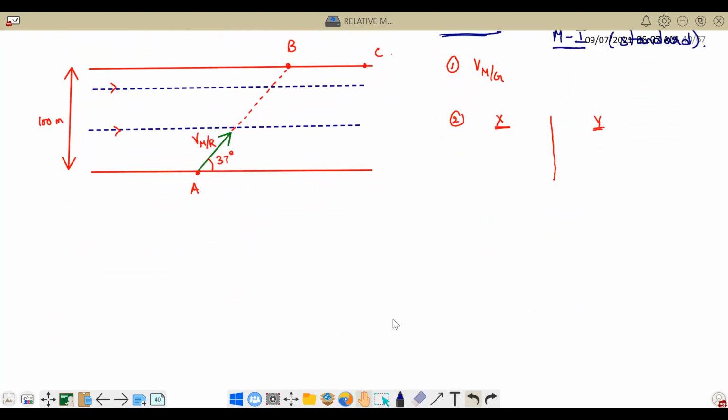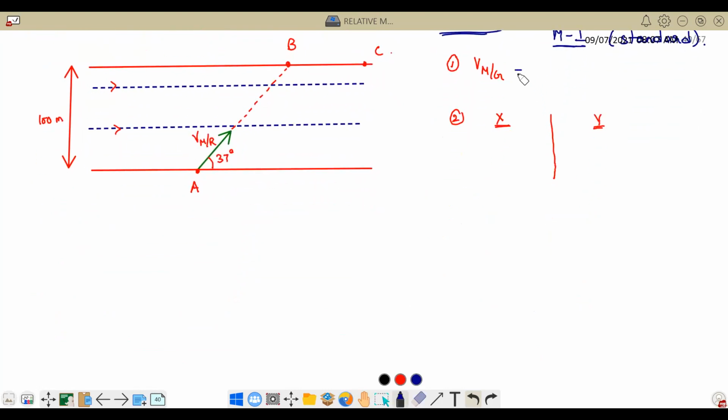You know how to calculate the velocity of man with respect to ground: velocity of man with respect to river plus velocity of river with respect to ground. The velocity of river with respect to ground is easy because it is u i cap only. But the velocity of man with respect to river, you have to resolve into components.